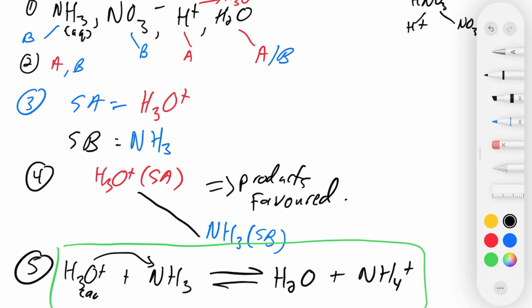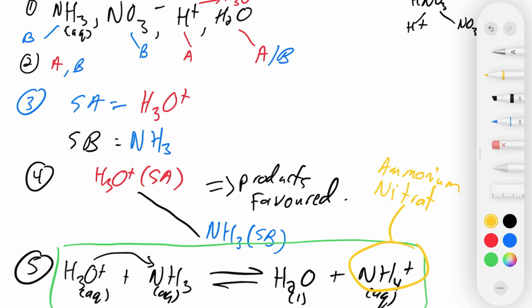Of course, I'm going to include the states, because states do matter in chemistry. And one last thing that I want to point out is that this refers to the ammonium nitrate. But of course, we didn't list the nitrate because it was a spectator ion. Okay?